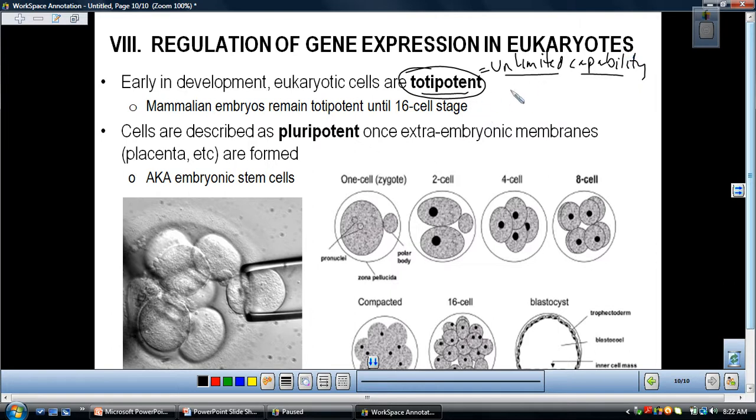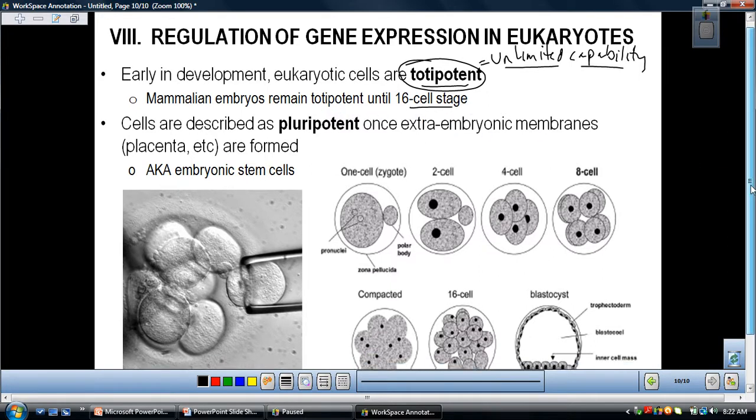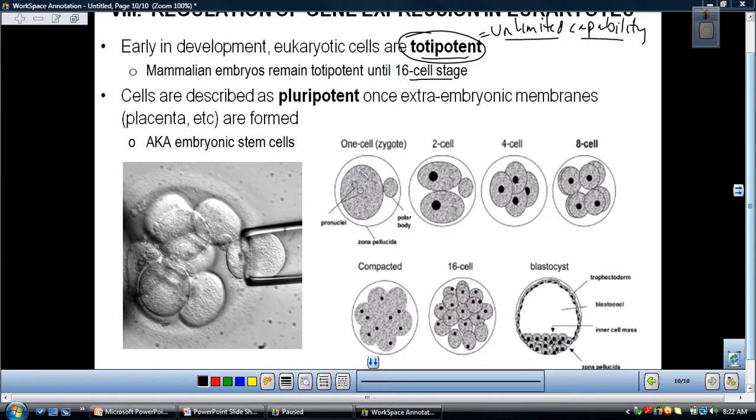What they say in mammalian embryos is that cells remain totipotent until the 16-cell stage. What do we mean by that? Look down here at the bottom. The fertilized egg is called the zygote, so there's your zygotic organism. It divides, becomes 2 cells. Those divide, become 4 cells. Those divide, become 8 cells. Compacted form, and then 16 cells. So until that time right there, these cells are what we call totipotent.